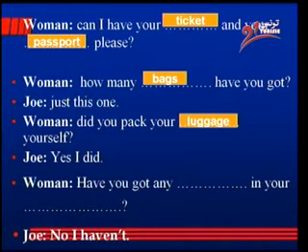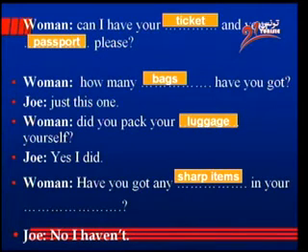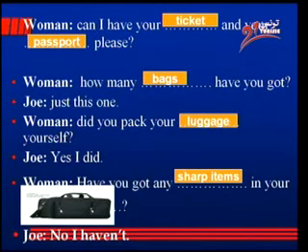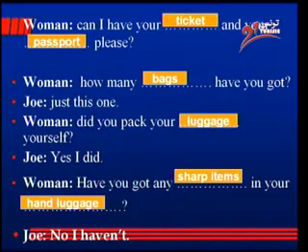What can she ask for now? Of course, for safety in a plane, they normally ask for knives and scissors. Have you got any sharp items in your? Where shouldn't we put these items when we go into the plane? We shouldn't put them in our hand bag. Have you got any sharp items in your hand luggage? Joe says, no, I haven't.